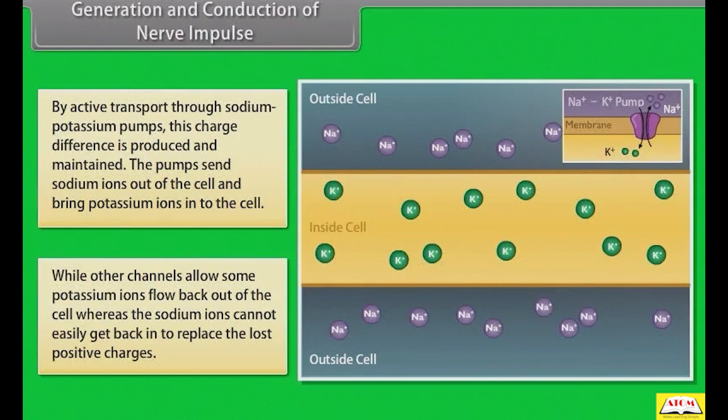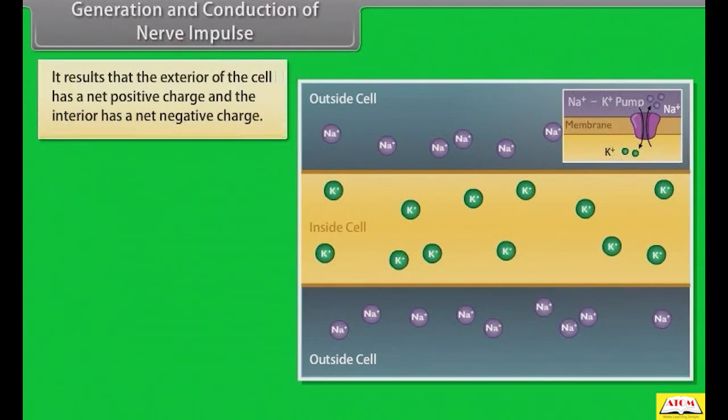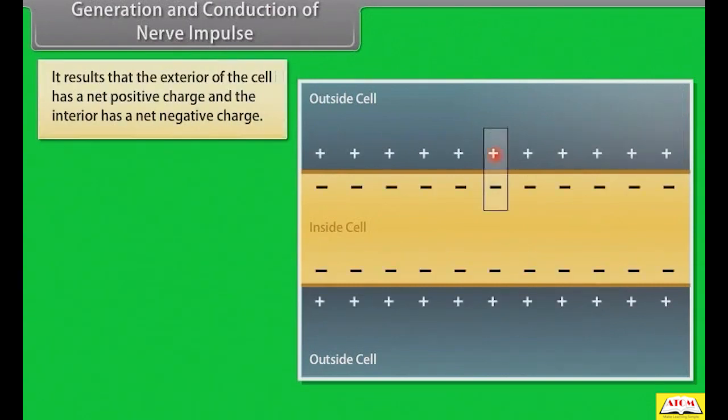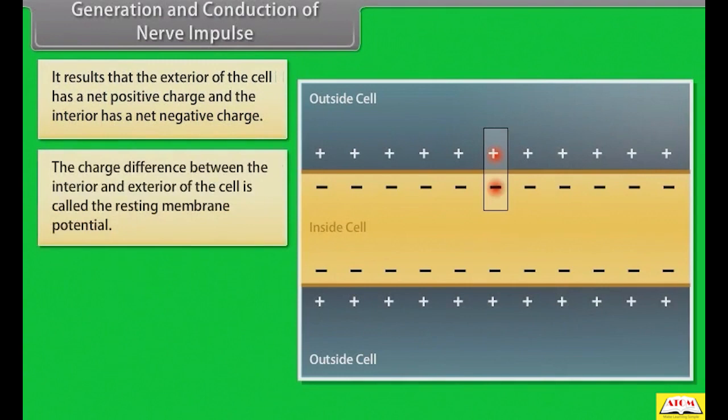the lost positive charges. It results that the exterior of the cell has a net positive charge and the interior has a net negative charge. The charge difference between the interior and exterior of the cell is called the resting membrane potential.